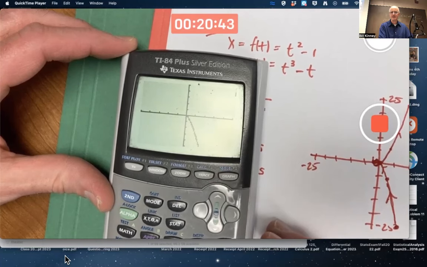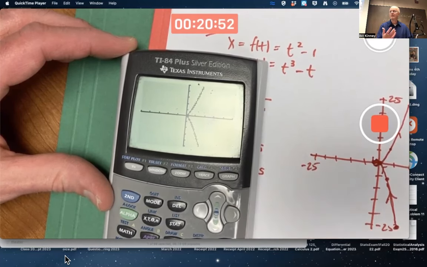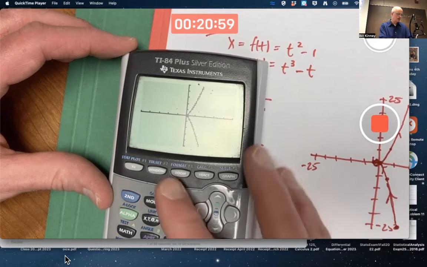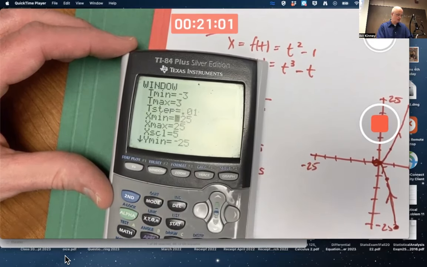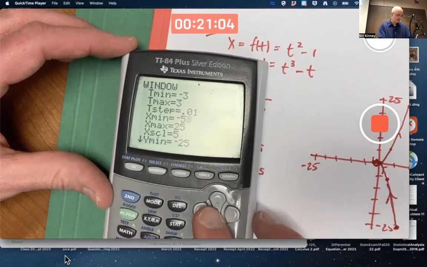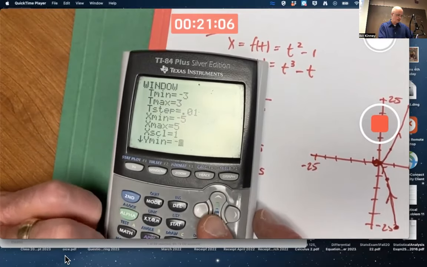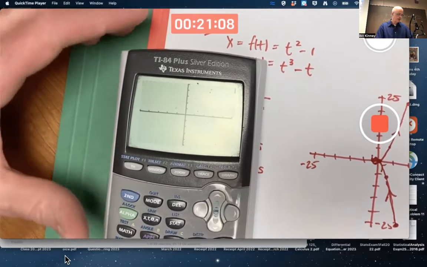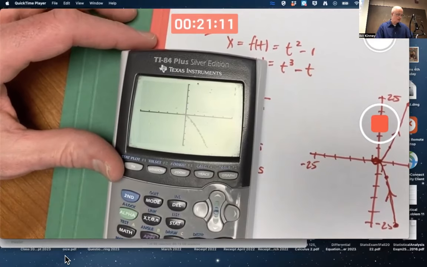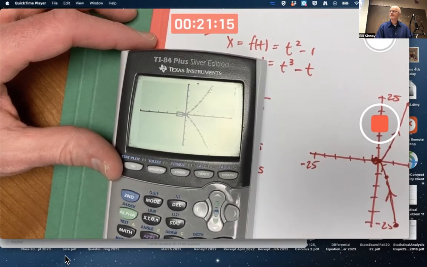Slowing down, isn't it? It's going slower near the origin. Seems like it's stopped. Then it's speeding up. So it's not just the curve, it's the speed information too. Fast at first, then it slows down near the origin, then it gets faster again. If I zoom in closer to the origin, we'll see the loop-the-loop better. Here we go. There it is. Okay.